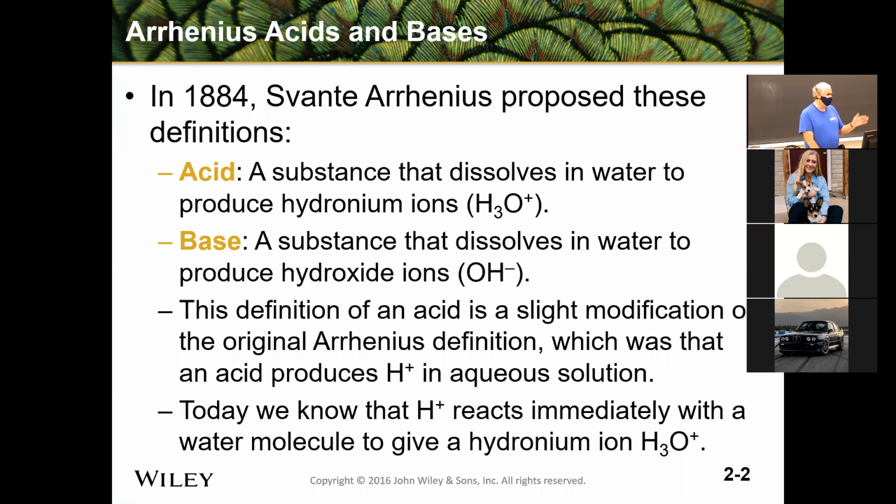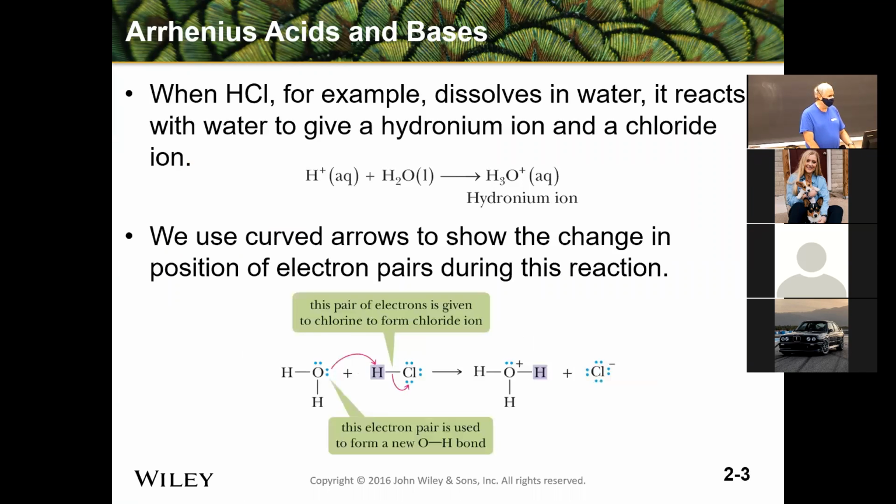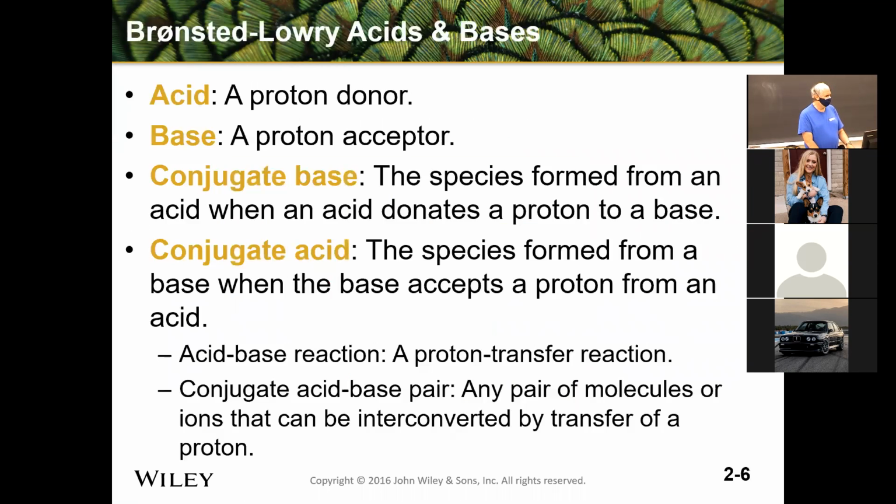Okay, I won't ask you about the Arrhenius definition. We're not using that at all in this chapter. Bronsted-Lowry acids and bases. Yeah, that's an important part of organic chemistry. Okay, an acid is a proton donor. A base is a proton acceptor.